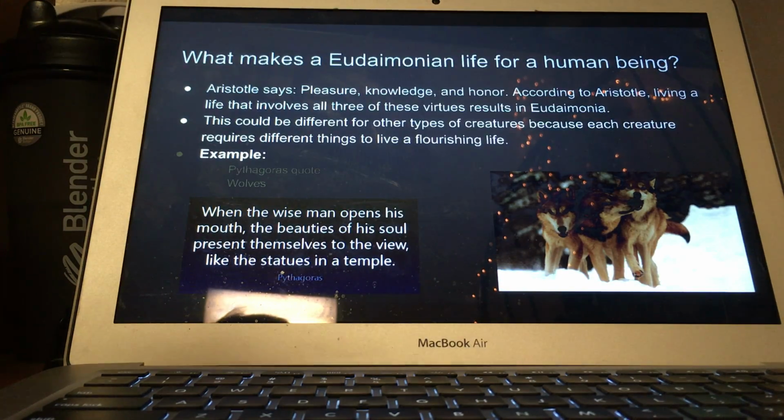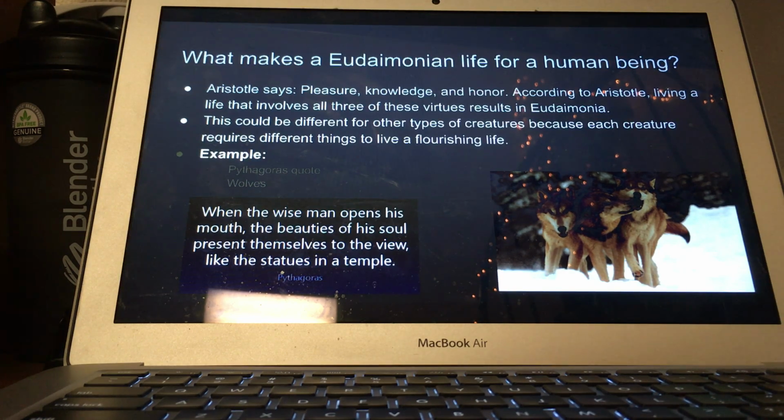Aristotle says, pleasure, knowledge, and honor. According to Aristotle, living a life that involves all three of these virtues results in eudaimonia. These facets have always been what a eudaimonian life has consisted of for humans, even in the ancient days of pre-Socratic philosophers. For example, pre-Socratic Pythagoras understood that knowledge is what makes a flourishing life and that humans should pursue it.